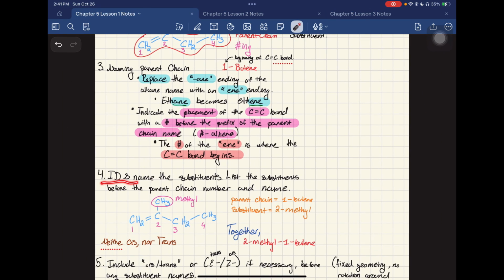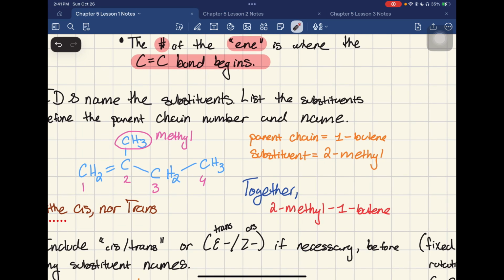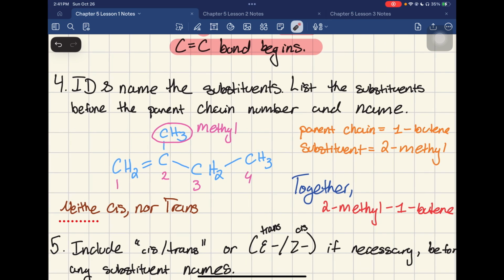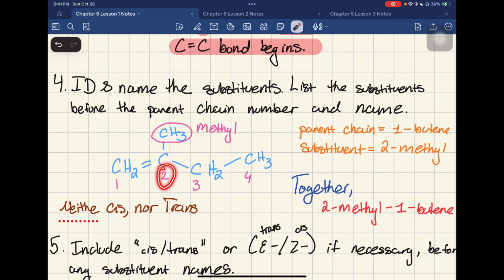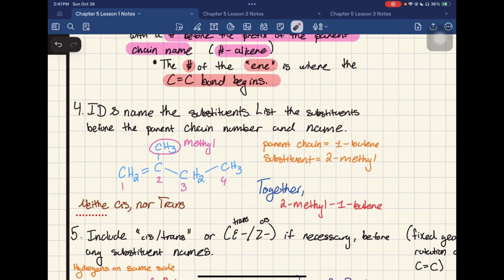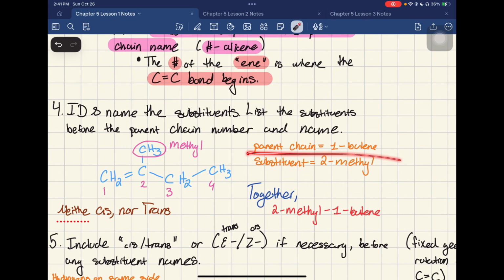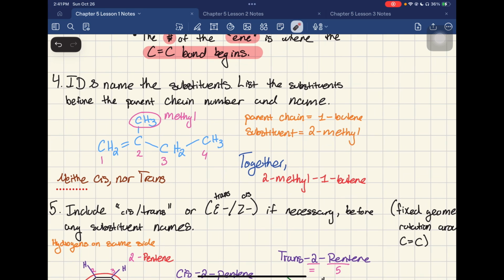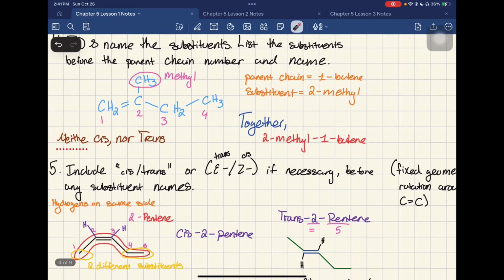Fourth, we have to identify and name the substituents. List the substituents before the parent chain, number, and name. So this is the same as alkanes. Alkanes, you name them just like this. It's 2-methyl-1-butene, right? The parent chain is 1-butene because the 1 stands for where the carbon double bond begins, and butene stands for the 4 carbons, and then the substituent is 2-methyl. So 2-methyl, just like how it is in alkanes. This is neither cis nor trans, so we don't need to include the cis or trans.